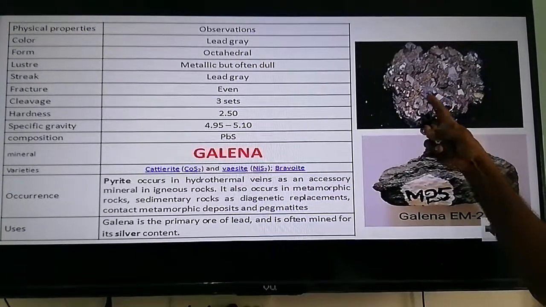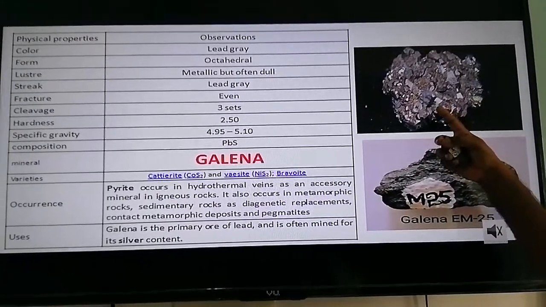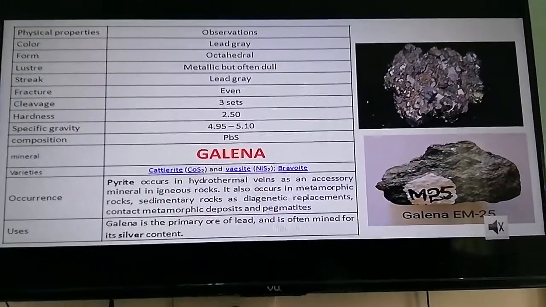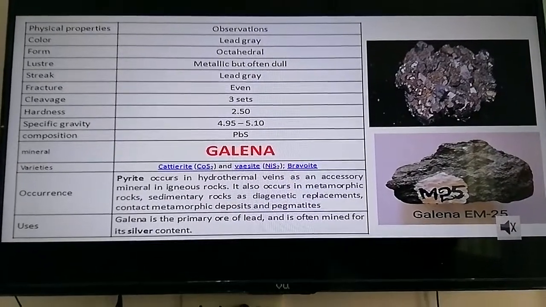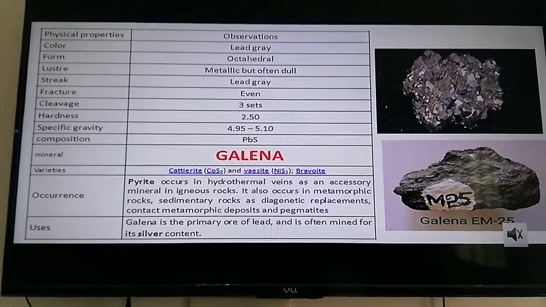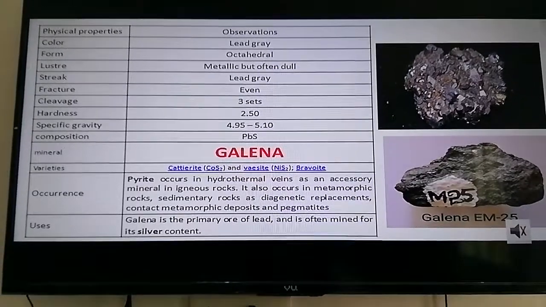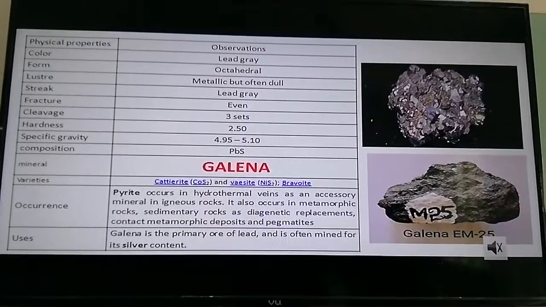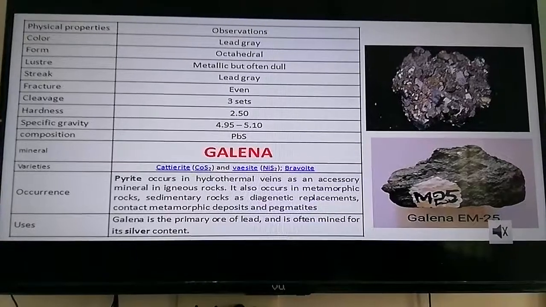Here when we break this octahedral mineral, it breaks into 3 sets, but not in this case. And hardness is 2.5, specific gravity is 4.95 to 5.10, and its chemical composition is PbS, that is lead sulfide. Usually galena occurs in hydrothermal veins as an accessory mineral in igneous rocks. It also occurs in metamorphic rocks and sedimentary rocks. And galena is the primary ore of lead, and it is often mined for its silver content.